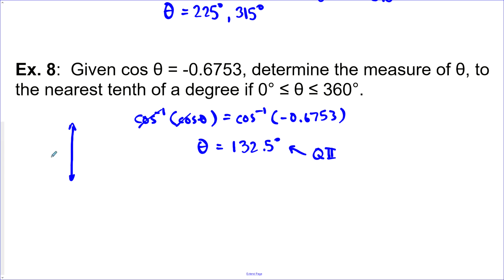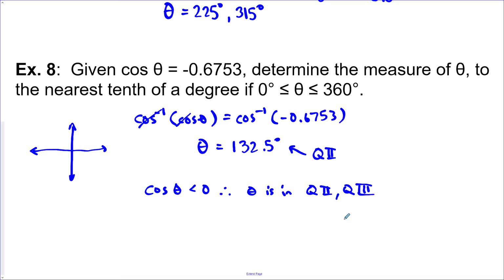We know that cos's trig ratio is negative. So cos theta is less than 0. Therefore, theta is in quadrant 2 and quadrant 3. And we got this one, 132 degrees, somewhere there. Now to find the other answer in quadrant 3, it's going to have the same reference angle as this one. So we just need to find the reference angle.